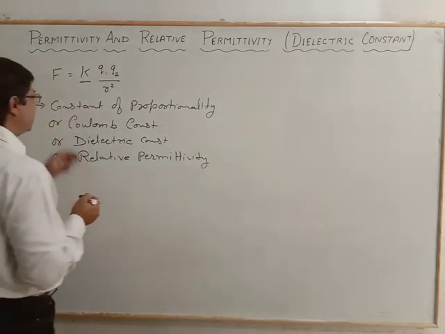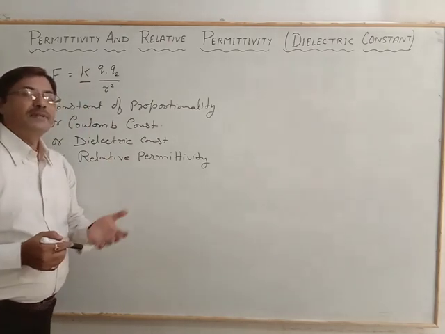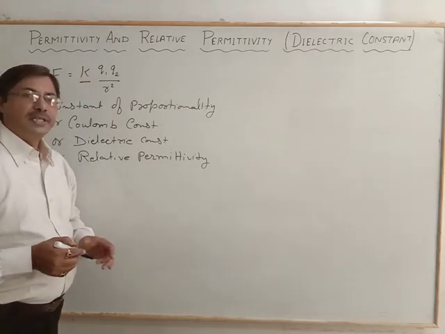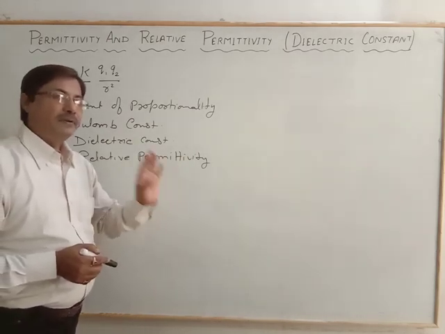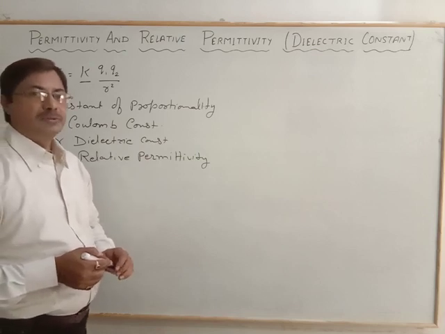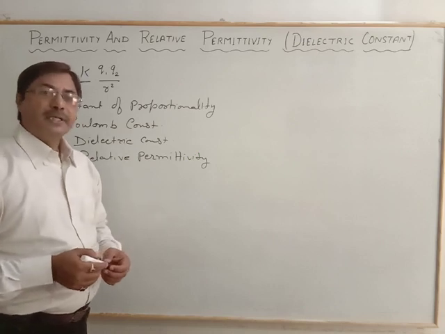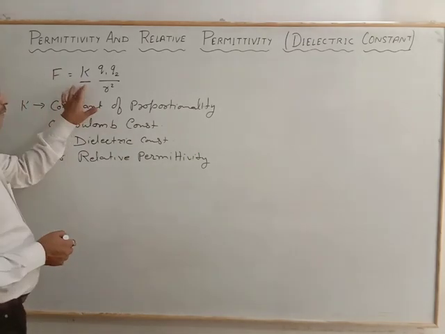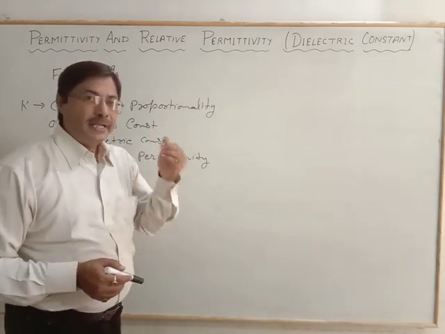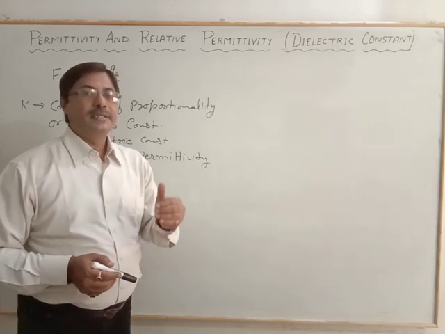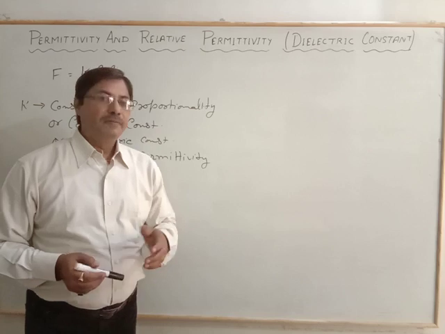So what about this K and how does this K change? In the case of the gravitational force, G, the universal gravitational constant, will not change. Its value is the same everywhere, 6.6 into 10 to the power minus 11 Newton meter square per kg square. But here the value of K changes according to the medium. That means the dielectric constant or the Coulomb constant varies according to the nature of the medium. How do we come to know?